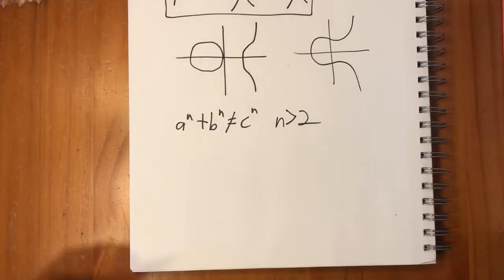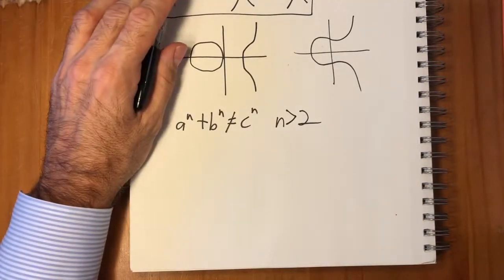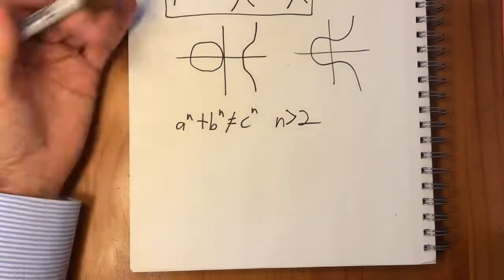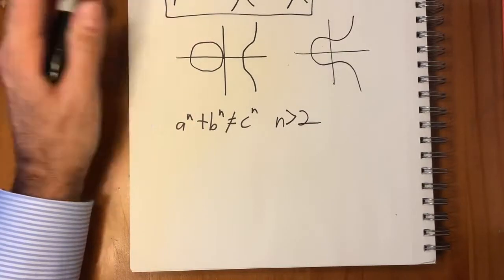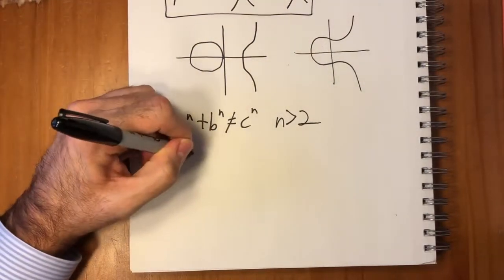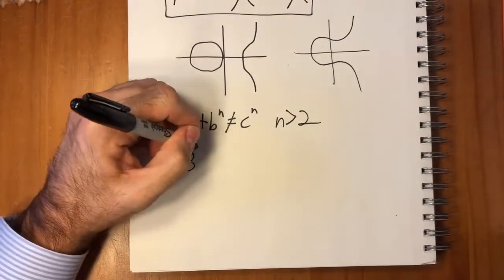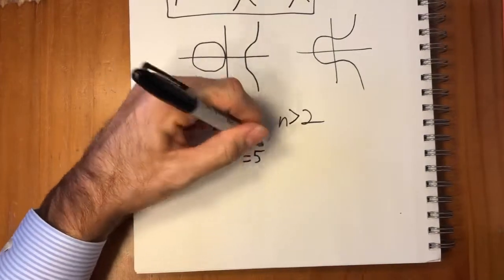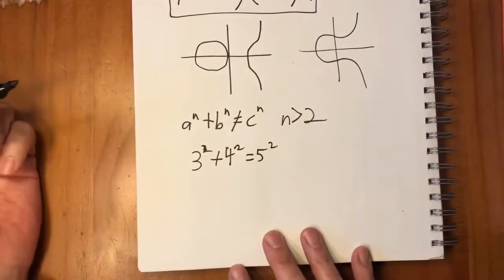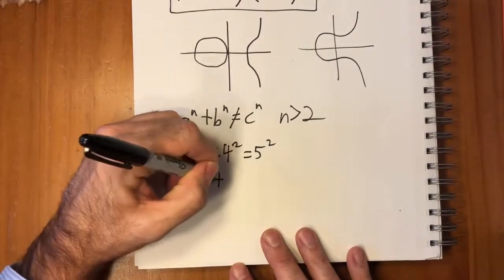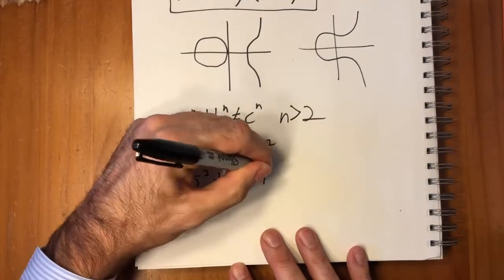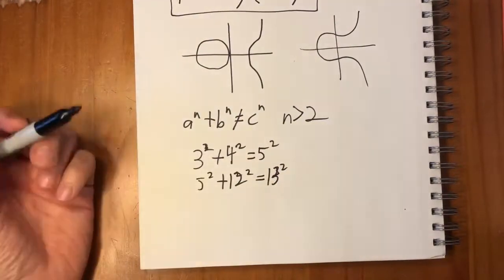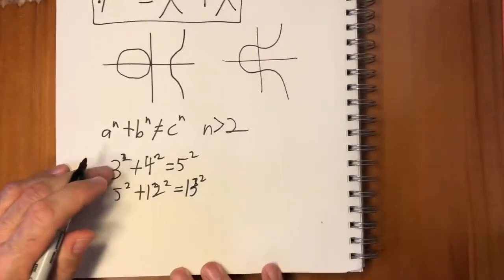So the first thing I want to do, this is just a bunch of algebraic manipulation. It's not very hard. There's nothing complicated about this. It's just algebra. But we all know the most famous answer to this is 3 squared plus 4 squared equals 5 squared, right? That's 9 plus 16 equals 25. Another example is 5 squared plus 12 squared equals 13 squared. 25 plus 144 is 169.